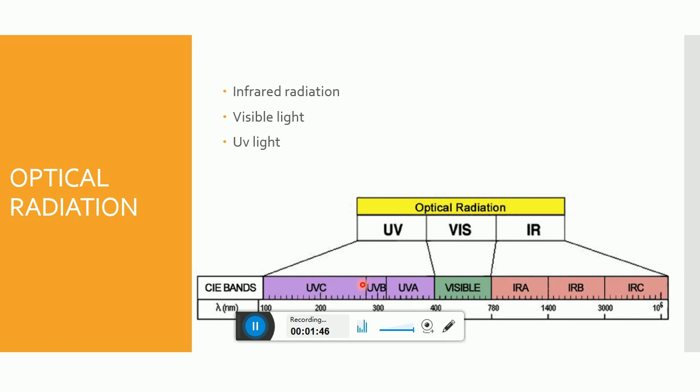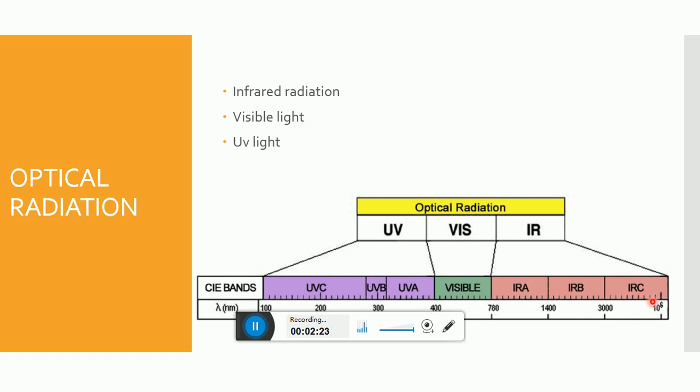The ultraviolet C ranges from 200 to 280 nanometers. The ultraviolet B from 280 to 315. The ultraviolet A from 315 to 400 nanometers. Then visible radiation from 400 to 780 nanometers. Then the infrared A from 780 to 1400. Infrared B from 1400 to 3000 nanometers. And infrared C from 3000 to 10,000 nanometers.